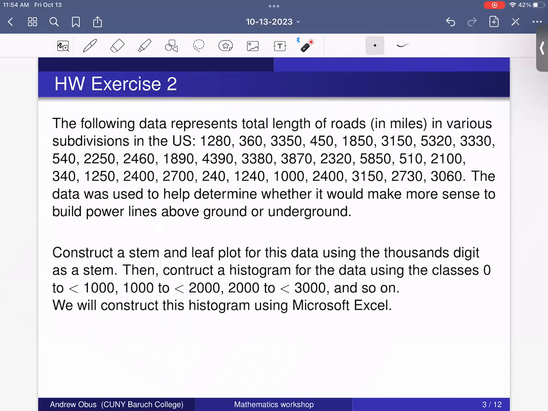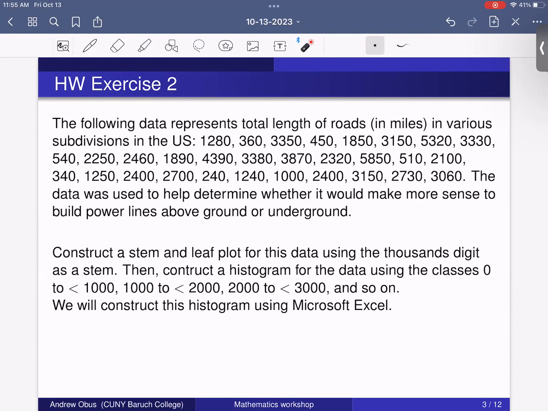So it's a two-part problem. First, we construct a stem and leaf plot for this data using the thousands digit as a stem. And then we'll construct a histogram for the data using these as our classes: 0 to less than 1,000, 1,000 to less than 2,000, 2,000 to less than 3,000, and so on. And we're going to construct that using Microsoft Excel.